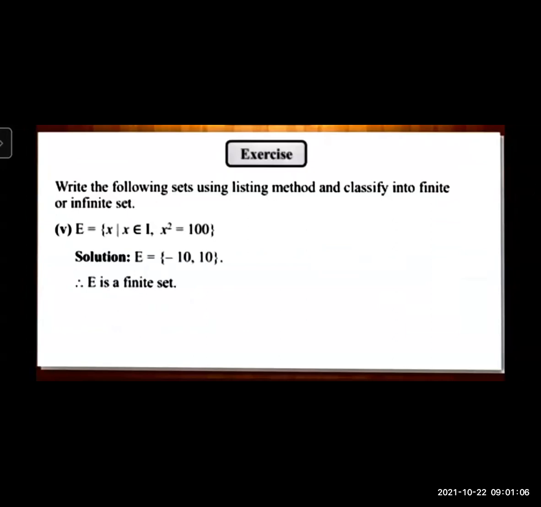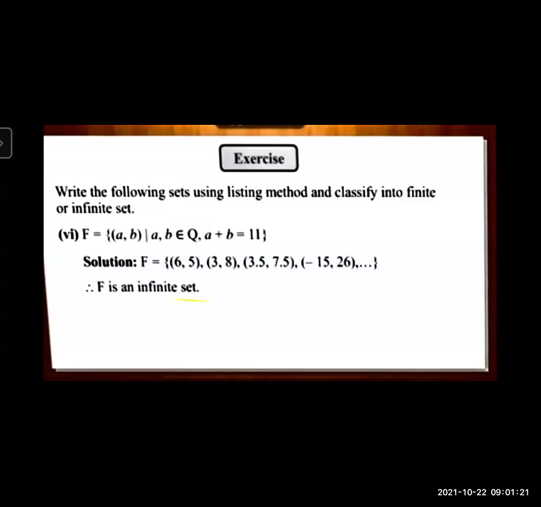Now let's see question number 5. E is equal to the set of all x such that x belongs to I and x square is equal to 100. When we take the square root, we get minus 10, 10. Therefore, E is a finite set. Only 2 elements are there.